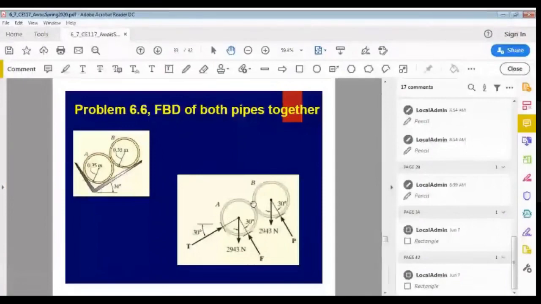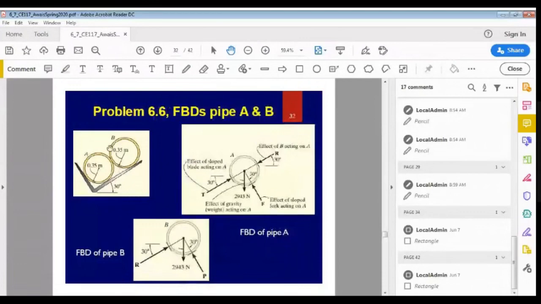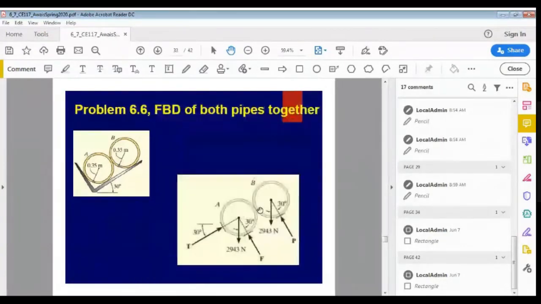Why? Because I haven't removed either pipe B or pipe A. In the previous cases, I removed pipe B, so that's why I got a force. In this case, I removed pipe A, so that's why I got the reaction force. In this case, I am not removing the pipe, so I will not replace it with any force. So the reaction force will only appear if I remove the support. If I am not removing the support, I will not get any reaction force. Okay? So reaction forces only come in when I remove that support.